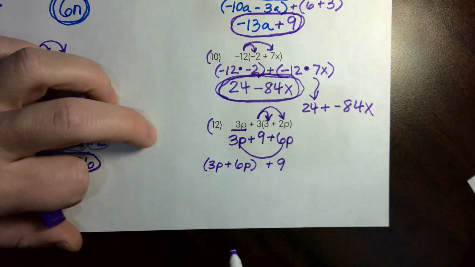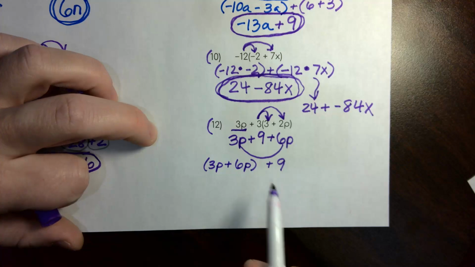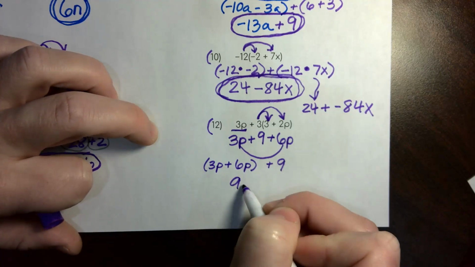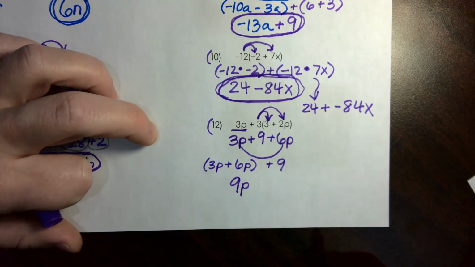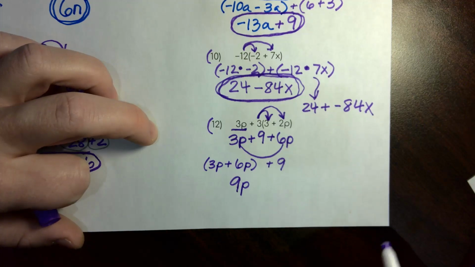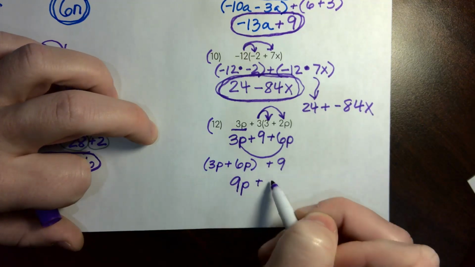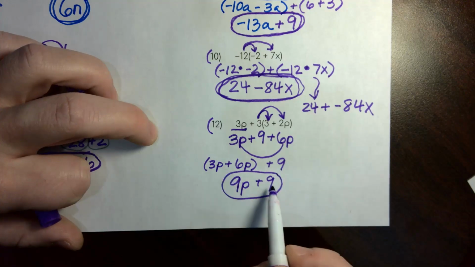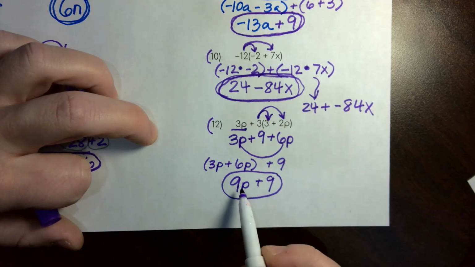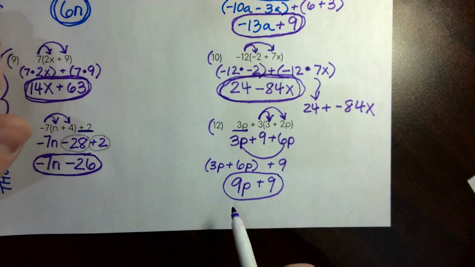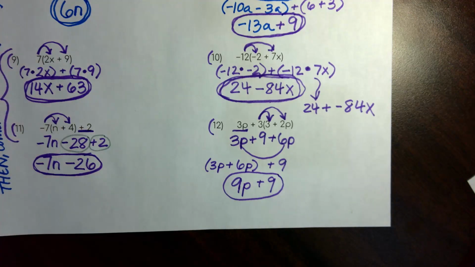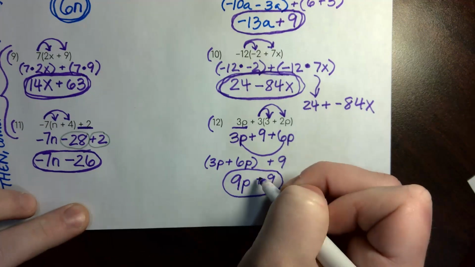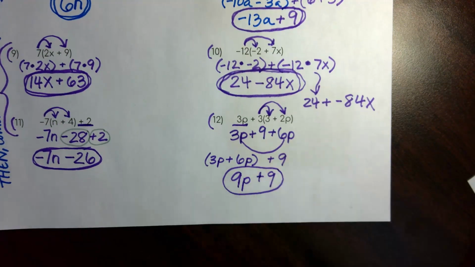What is 3 plus 6? 9. So we have 9p, don't forget your variable, and then what? Plus 9. Good. Now, if you ended up doing 9 plus 9p instead, that would be fine. That would be okay if the order was different, as long as you got the correct symbols and you knew that it was all positive.